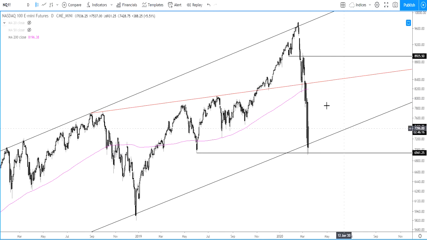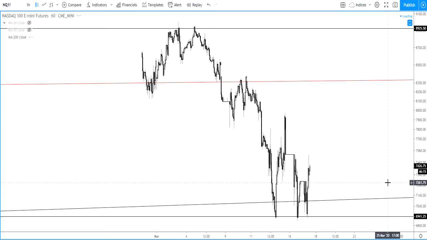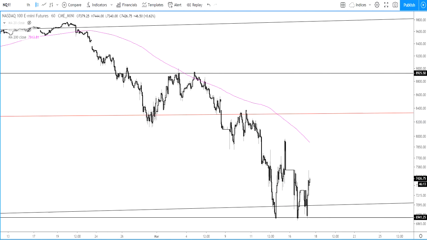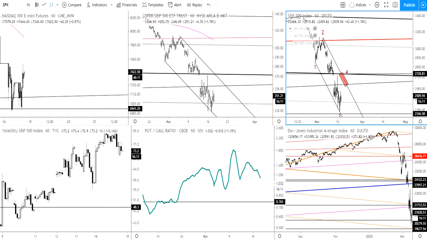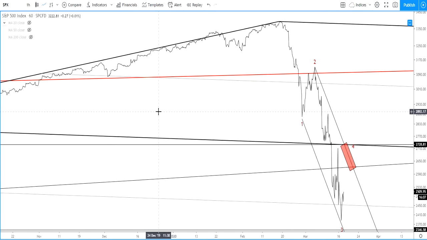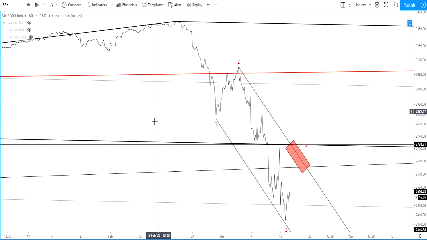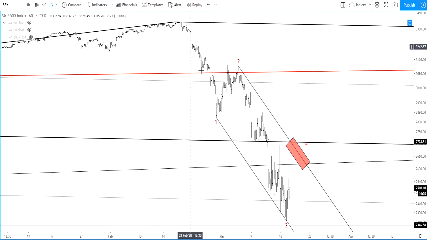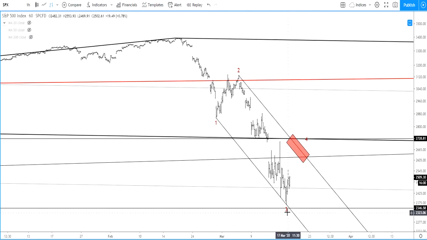Now what I'm going to do is zoom into a 60-minute chart, and we're going to look at the S&P, because it's quite clear from a wave count perspective. So first off, I've got a 1-3 line drawn. You extend it off 2, and that will estimate your wave 4 resistance.